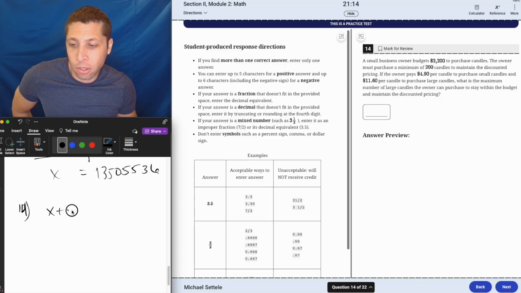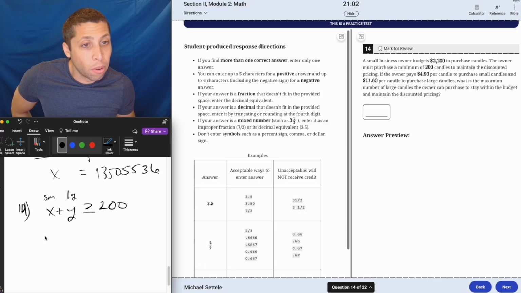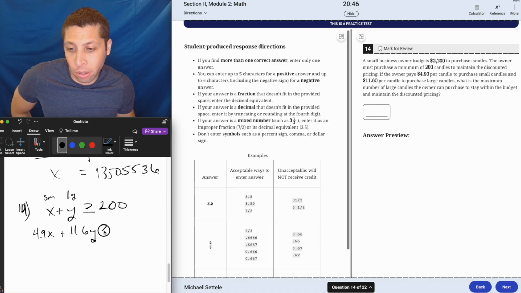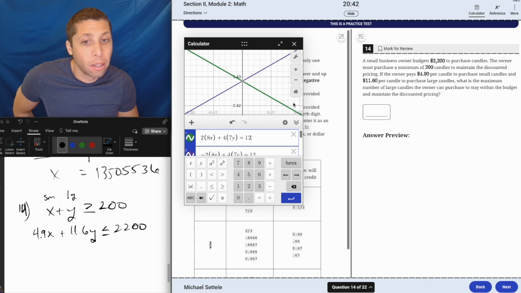So x plus y has to be greater than or equal to 200, where x is the small candles and y is the large. The owner pays $4.90 per candle for the small and $11.60 for the large. And the owner must maintain the discount pricing. What is the maximum number the owner can purchase to stay within the budget? So less than or equal to 2,200. Anytime you've got one of these, just go to the calculator.